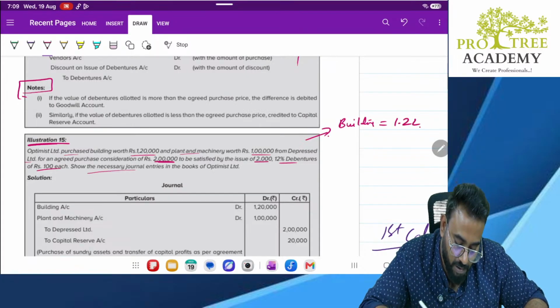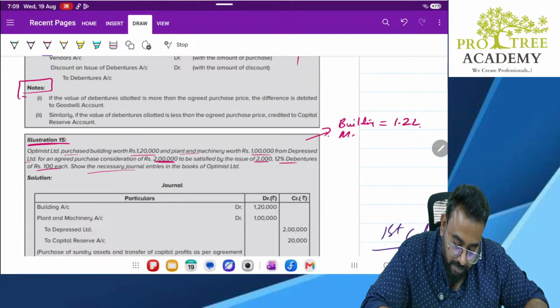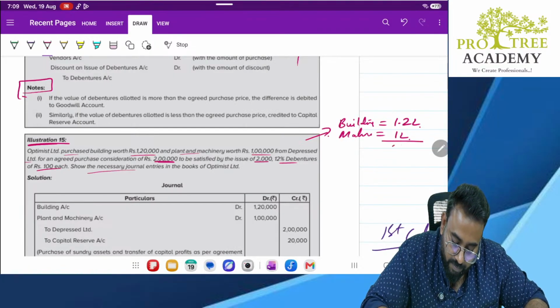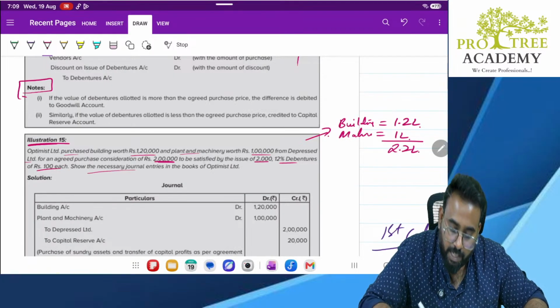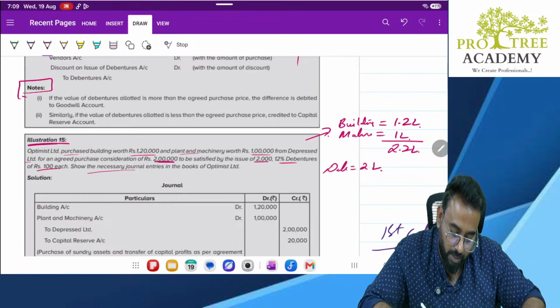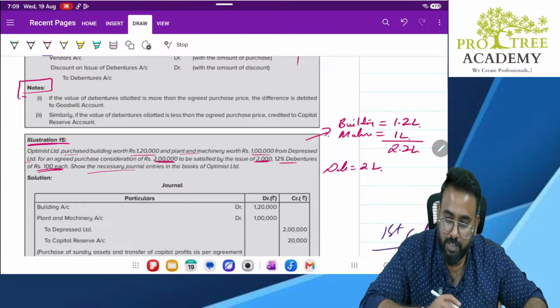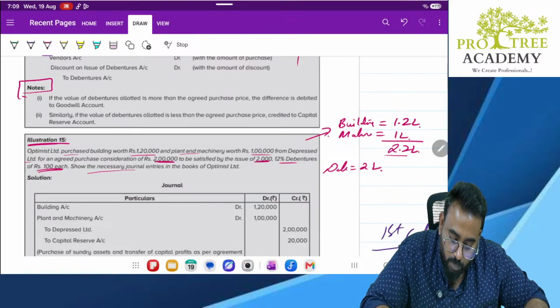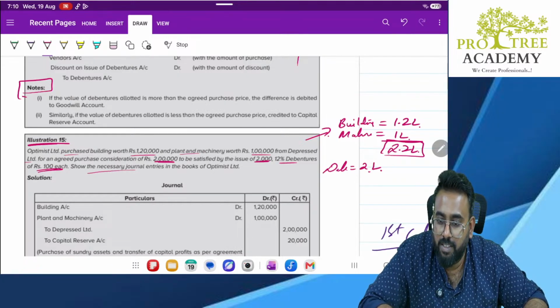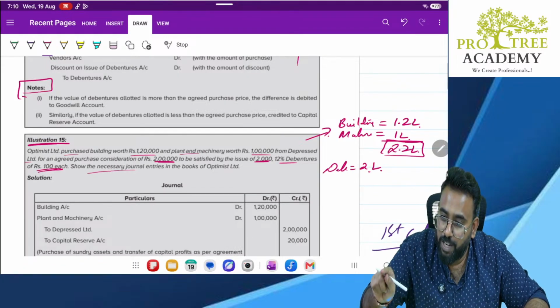Machinery, total? How many debentures I am issuing? 2000 debentures at 100 rupees each, so 2 lakh rupees. How much worth I have purchased? How much you are paying? Do you think it is issued at discount? Yes, sir. No. Discount will come.